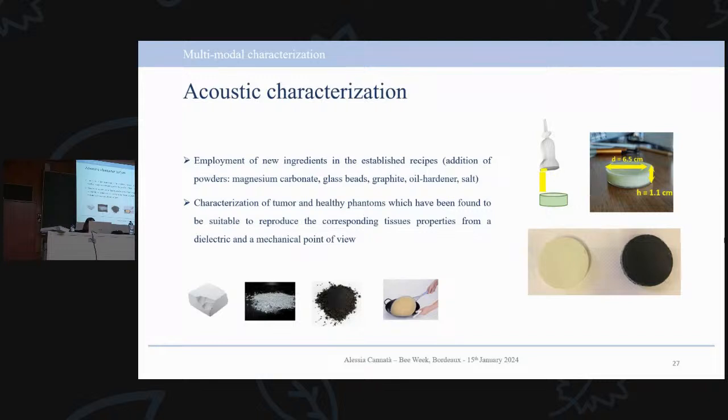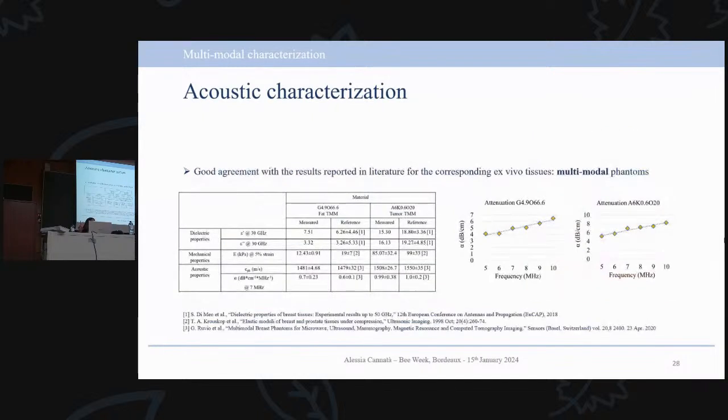If I add graphite to my mixtures, I can adjust the acoustic parameters, which is okay, but I affect the dielectric parameters. So I had to make a kind of trade-off between the addition of ingredients and which properties I want to be compliant with. At the end of the day, only two mixtures of the 11 original ones were compliant from a dielectric, mechanical, and acoustic point of view, which is good, I think. And this was the first part of my PhD.